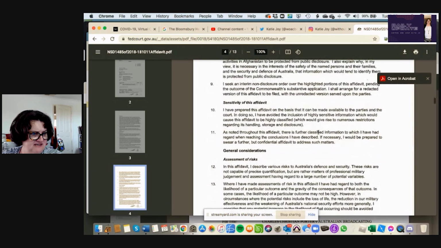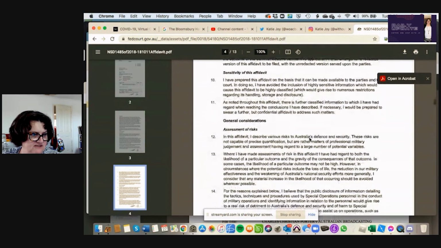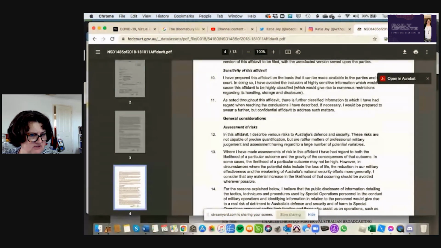I prepared this affidavit on the basis that it could be made available to the parties and the court. In doing so, I have avoided the inclusion of highly sensitive information, which would cause this affidavit to be highly classified, which would give rise to numerous restrictions regarding its handling, storage and disclosure. As noted throughout this affidavit, there is further classified information to which I have had regard when reaching the conclusions I have described. If necessary, I am prepared to swear a further but confidential affidavit to address such matters.